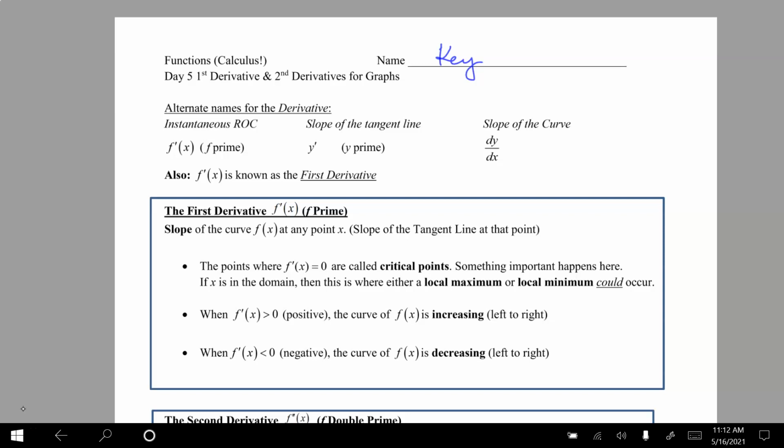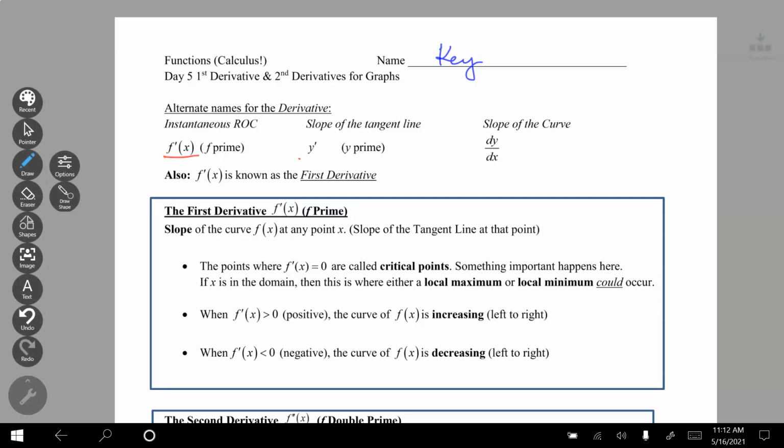So again, another name for the derivative: slope of the tangent line, f prime, y prime, dy over dx. Because it just has one little tick mark, f prime is known as the first derivative. So f prime is the slope of the curve at any point, the slope of the tangent line. So what we're going to look at are certain values for f prime, just by looking at graphs. When f prime is equal to 0, these are called critical points. Something special has to happen here. For what we're going to be doing today, those will be local mins or local maxes on a graph.